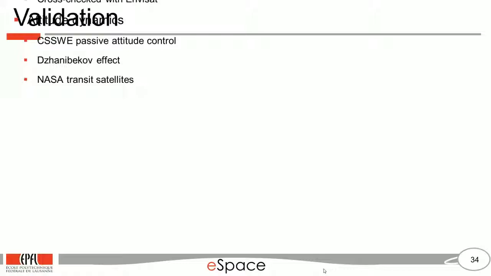And concerning the attitude propagation, we looked at three cases. First is the Colorado State experiment, which is a passively attitude-controlled satellite. The Janibekov effect, which I mentioned before, and NASA's Transit satellites. It was a very old satellite that had been launched between the 60s and the 90s and used gravity gradient stabilization.